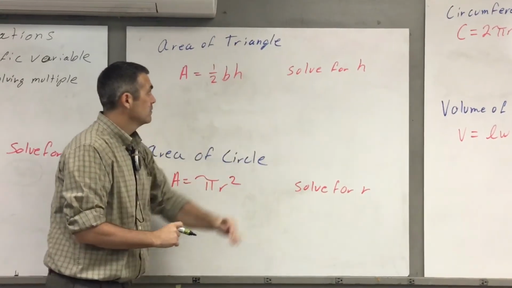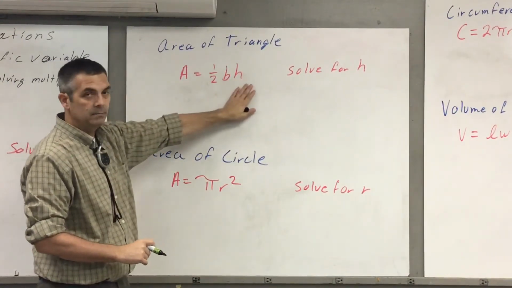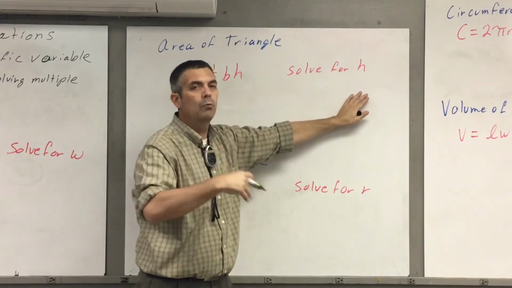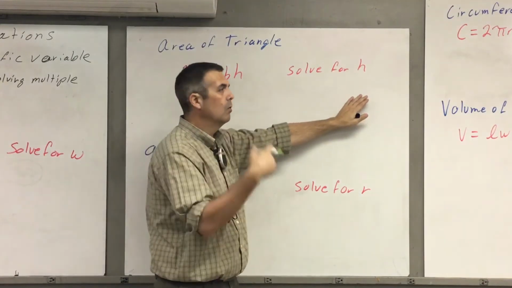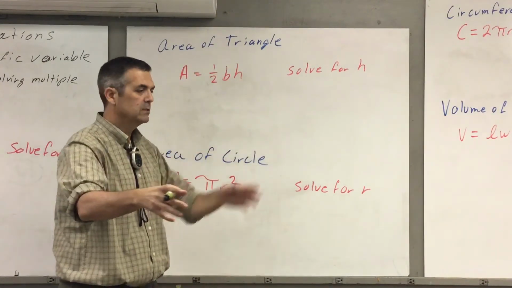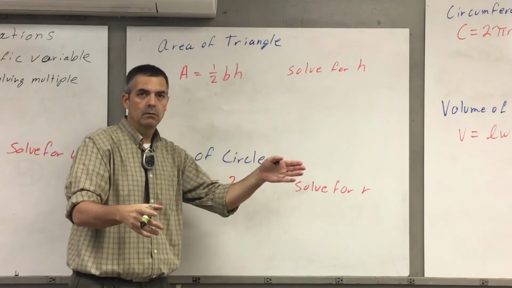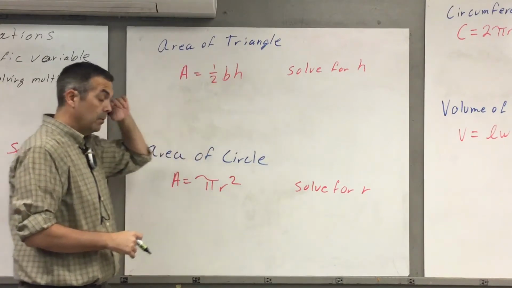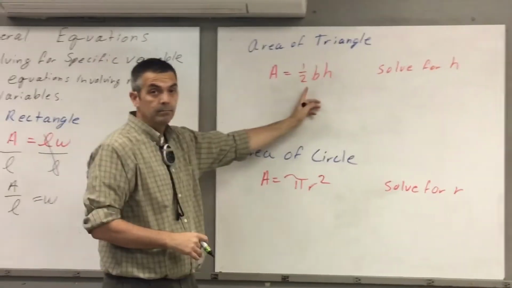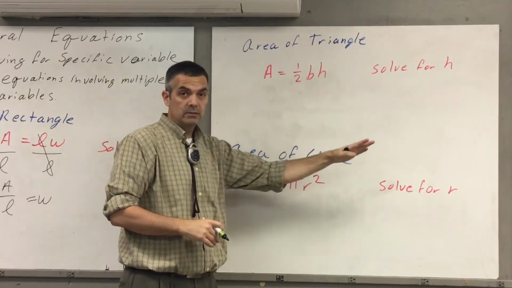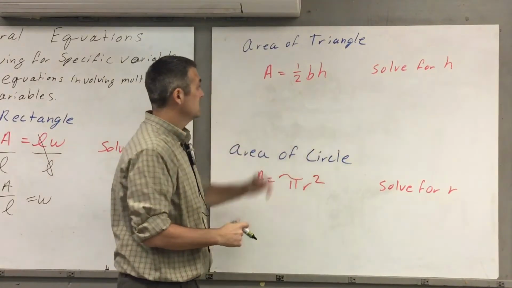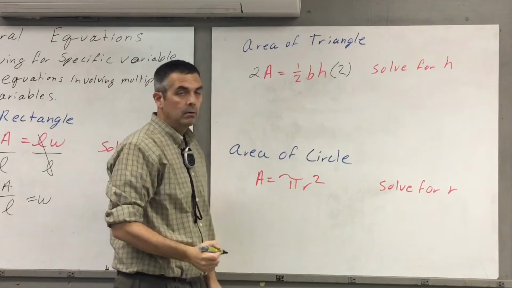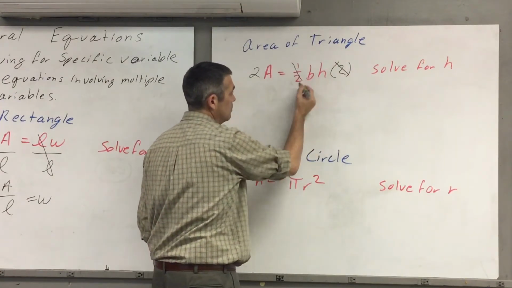So if we had area of a triangle, area equals 1/2 base times height, solve for H. A lot of times you'll know which one you're trying to solve for. They'll tell you, or you'll look and go, well, I have all this information, I need this information. So you'll know what you're looking for. Here, area equals 1/2 base times height. First thing we want to do is get rid of this 1/2. So we can clear the fraction by multiplying both sides by 2. Multiply by 2, multiply by 2, and this and this will clear out.